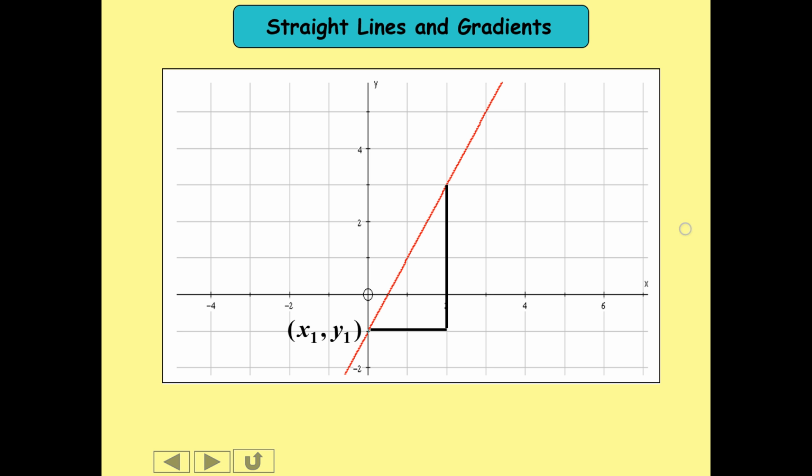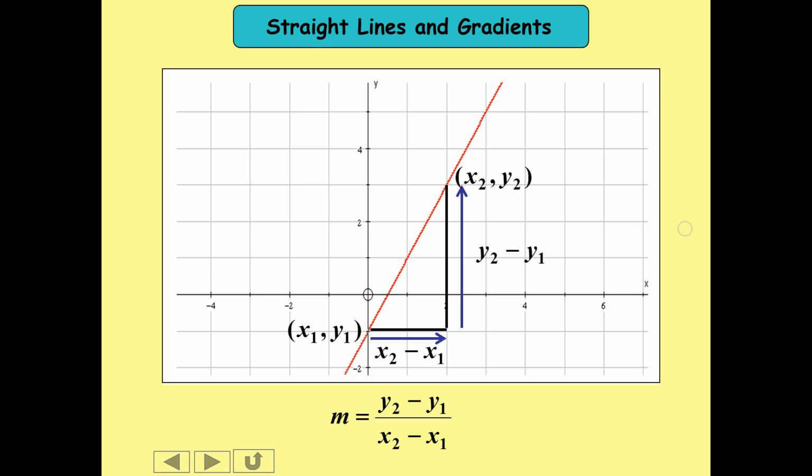Suppose we have the 2 arbitrary points, x1, y1, and x2, y2. We can now find a formula for the general slope of a line. The run, again, represented by the difference in the x values, x2 minus x1, and the rise represented by the difference in the y values, y2 minus y1. Putting this into a formula for the rise over the run, it gives us m, the slope, is equal to y2 minus y1 over x2 minus x1.